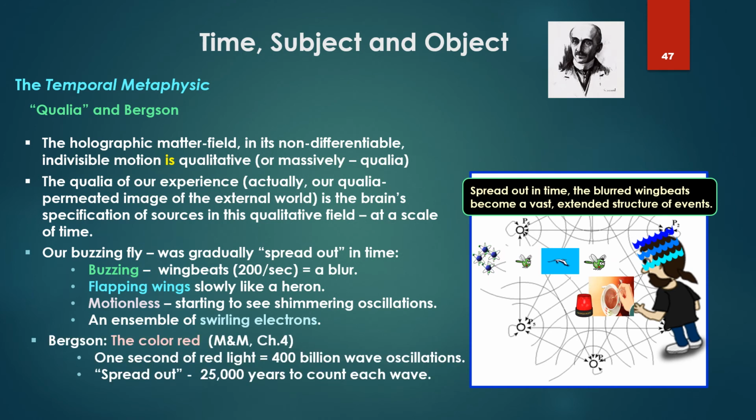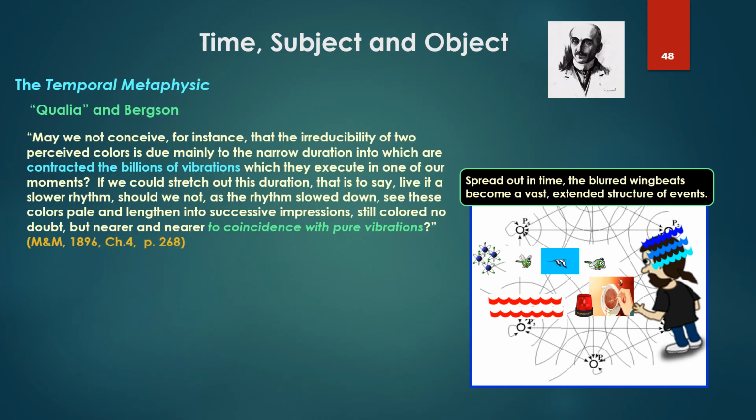For Bergson, he wanted the color red. 1 second of red light equals 400 billion wave oscillations. If you were to spread this out such that we could discriminate each wave, it would take 25,000 years to count each wave. So again, a vastly extended structure.